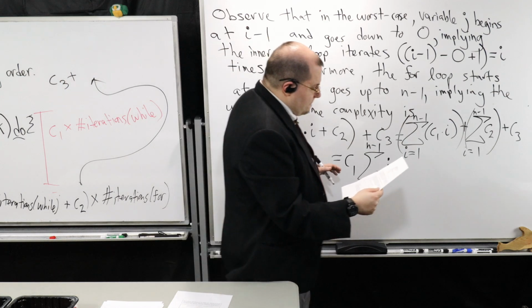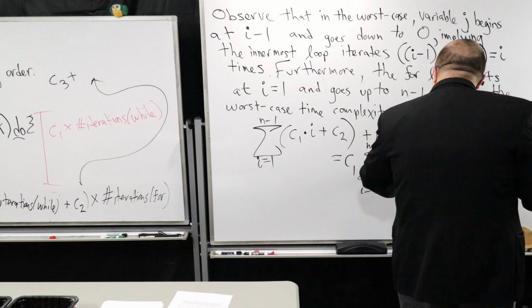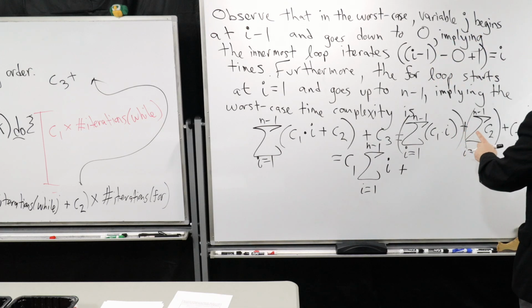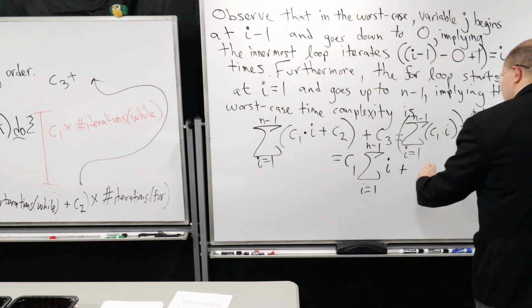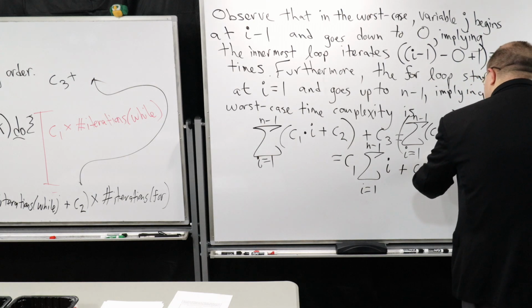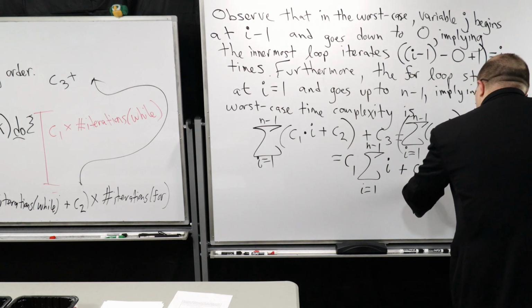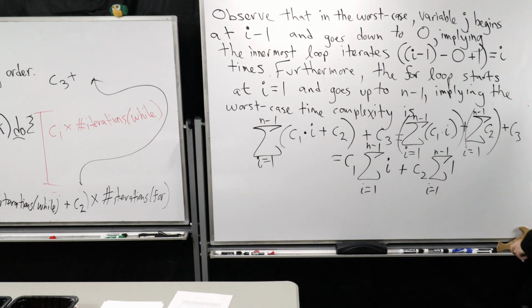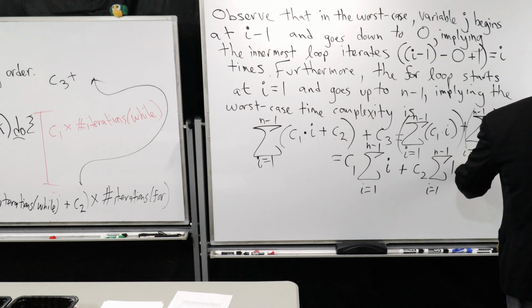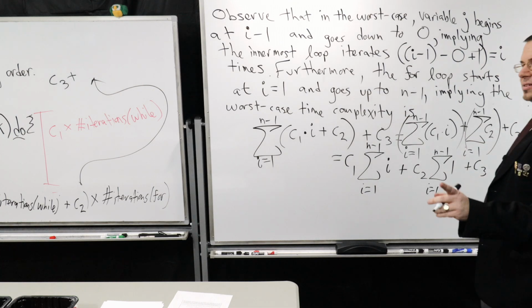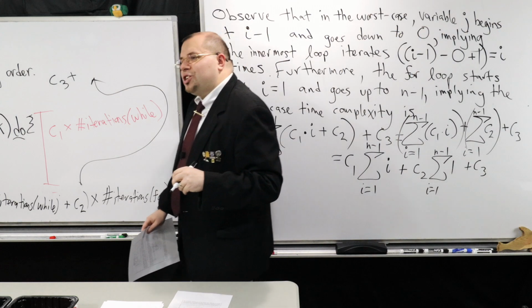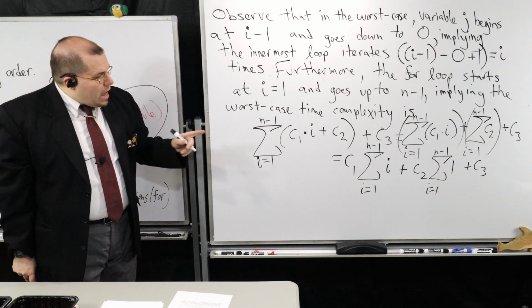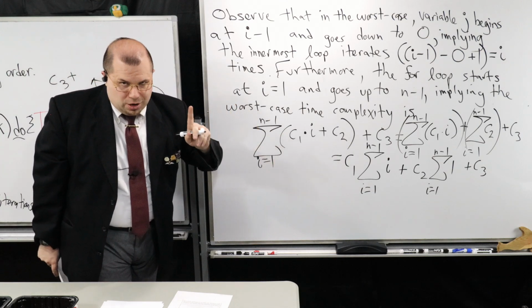I can do the exact same thing for the second sum, the one right here. So I have C2 times the sum from I equal to 1 to n minus 1 of 1. And then I have my C3 just sitting out over here. Now, here's the neat part. Once you're at this stage, you can see right away that we have the tools we were looking at before, our closed forms.